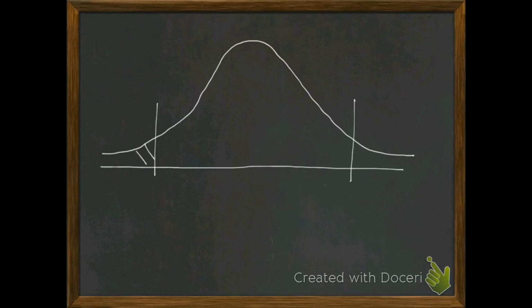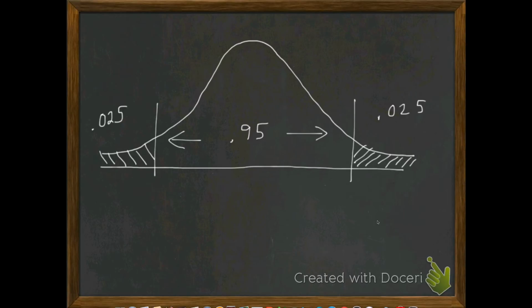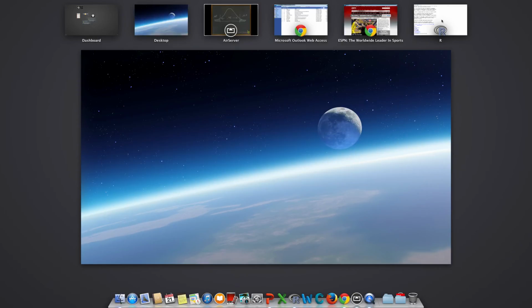So let's clean up our drawing a little bit. And it turns out we can go to R and find that out. Now, if you think about it, if we had 0.025 right here, and we have 0.025 here, so we have combined 5%, then we have 0.95 between the two, the inner segment. So let's go over to R, and I'm going to show you how to find the lines in the sand here.